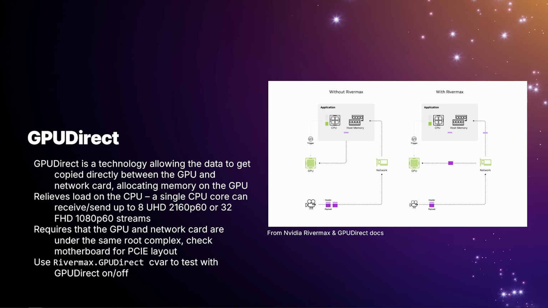In RiverMax, there's a technology called GPU Direct, which is another optimization. Instead of transferring the data from the network card to the CPU to the GPU, it just goes straight between the network card and the GPU. GPU Direct handles allocating memory. It gives you a little bit of a performance boost. I think we were seeing about 2 or 4 frames per second, which is pretty good. I mean, every frame helps.